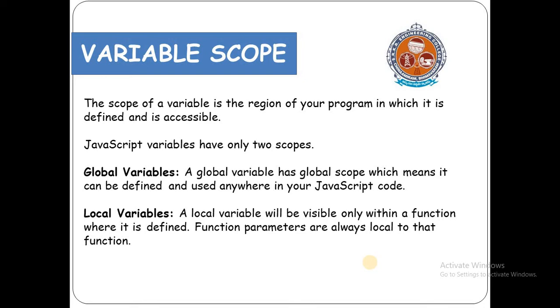A global variable has global scope, which means it can be defined and used anywhere in your JavaScript code. If you create a variable srchar is equal to csc, you can use it in a function or anywhere you want. The difference with a local variable is that it is visible only within a function. If you create a variable in the function, such as srchar is equal to csc, you cannot use that variable outside the function; its scope is only within the function.